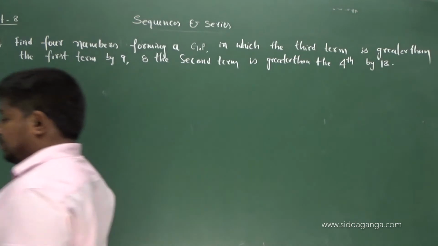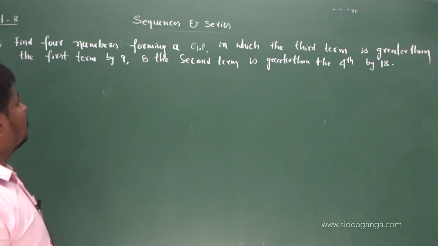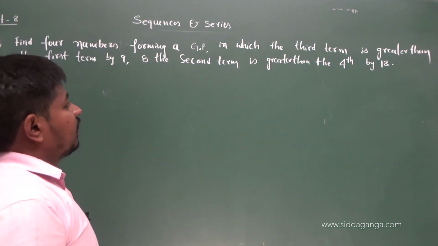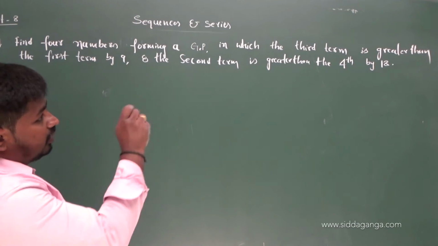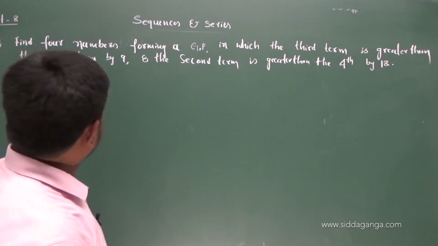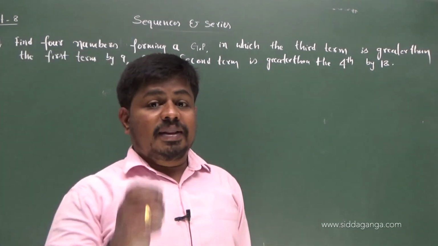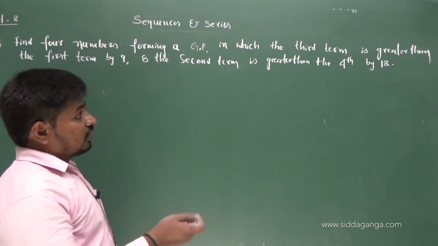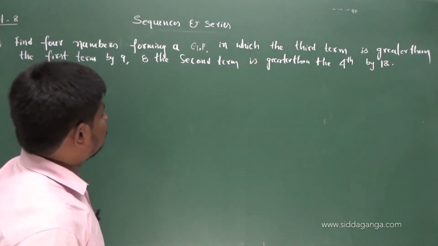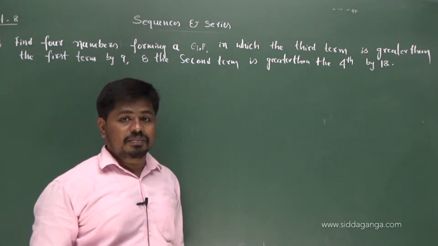The question is we have to find the first four terms of a GP in which the condition is: the third term is bigger than the first term by 9, and the second term is bigger than the fourth term by 18. That's the question we have.